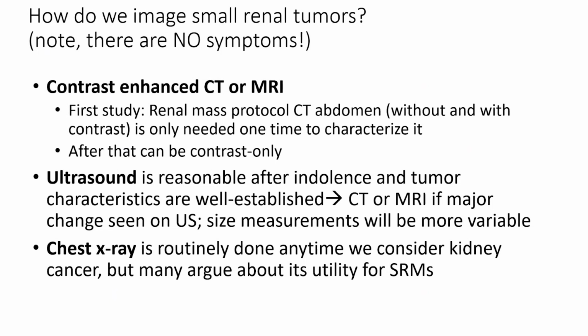For the first good quality study, we want a high quality CT or MRI. That means that we want it without contrast and with, because that helps us characterize it ideally. We can identify the angiomyolipomas, for example, that way. If it's just with contrast, we may miss that. After that, however, you don't need to get quite as intensive, and it can just be a standard CT or MR with contrast. Ultrasound can be reasonable to use if you show that it's not really changing much.